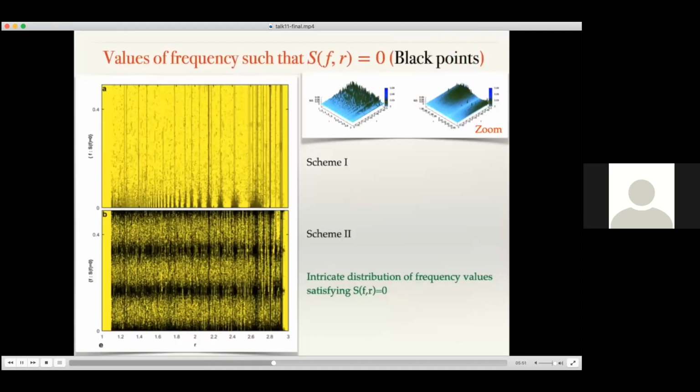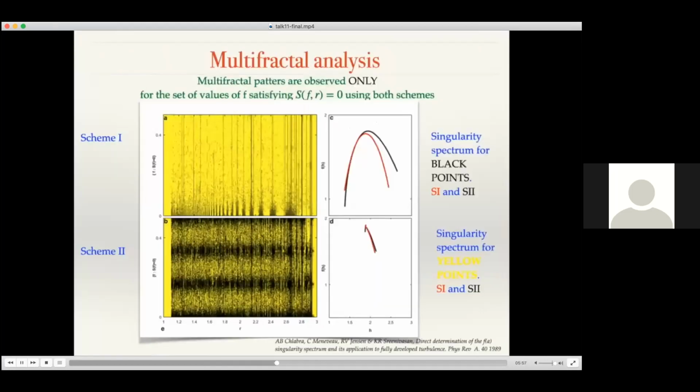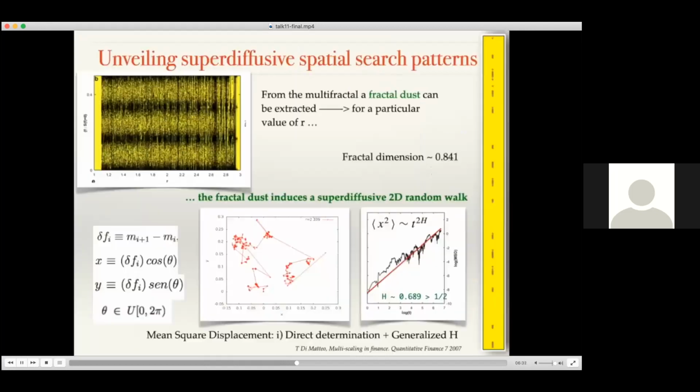It is obvious that there is an intricate distribution of frequency values satisfying that condition. We carry out a multifractal analysis for both schemes, and the result can be seen on this plot. Here, the singularity spectrum obtained using the black points for both scheme 1 and scheme 2 shows the expected singularity spectrum for a multifractal, and the yellow points do not show such a singularity spectrum as a spectral fractal. So with this information we extract a fractal dust.